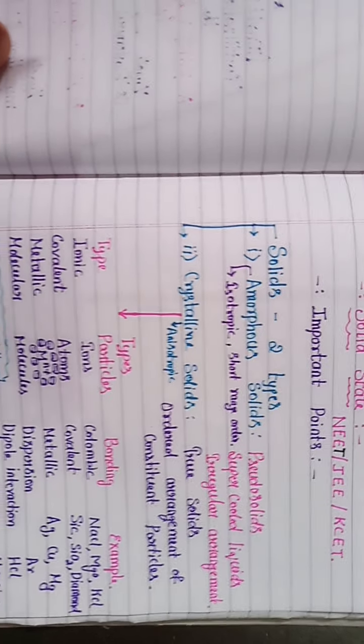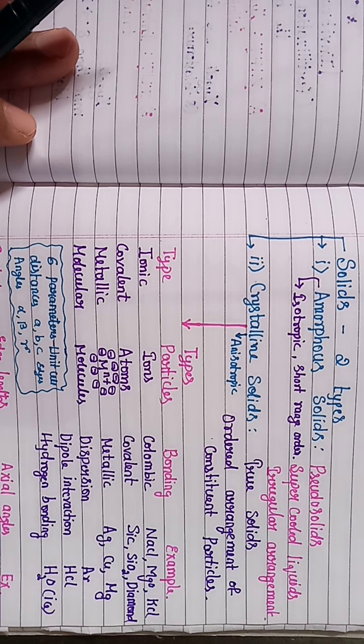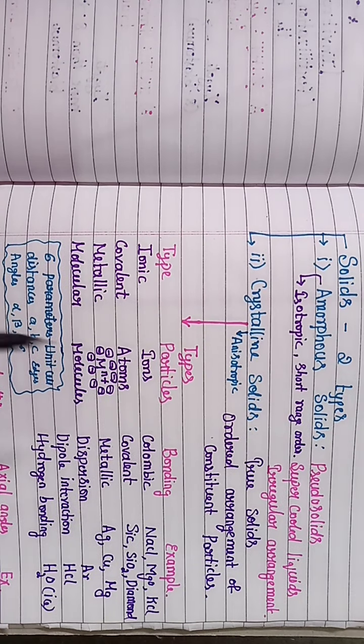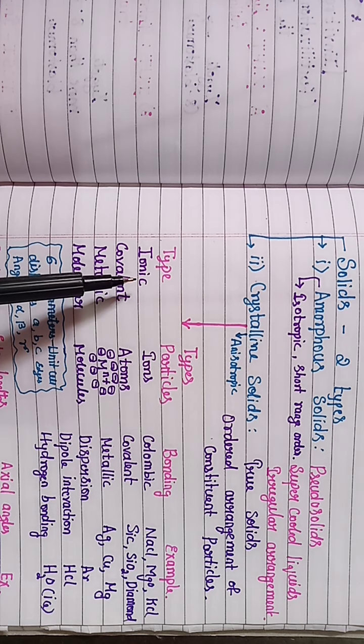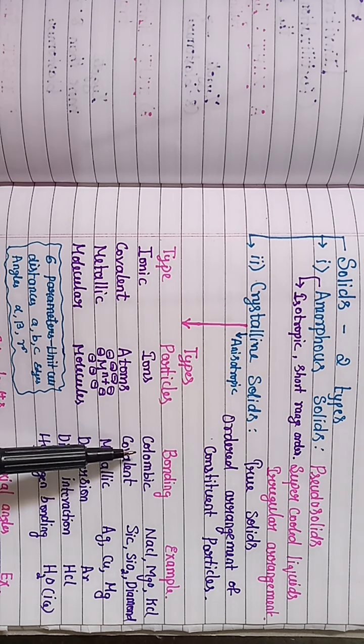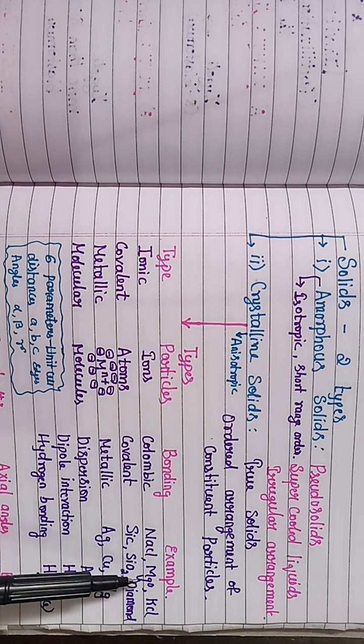Now crystalline solids are further classified into 4 types based on the nature of constituent particles. If the constituent particles are ions, they are called ionic solids, and between the ions you can find Coulombic force or electrostatic force of attraction. These are the examples for ionic solids.